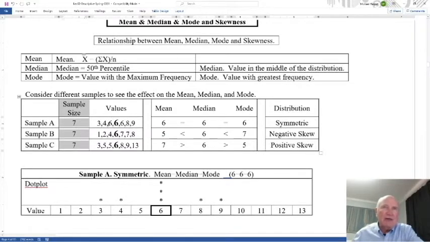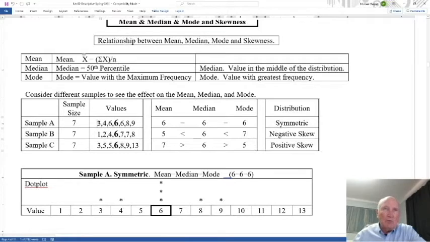Okay, let's look at the values. 3, 4, 6, 6, 6, 8, 9. Well, first of all, the mean is going to be 6. If I add these, I'm going to do the calculations, but the mean is 6. What's the median? There's 3 here, there's 3 here. The middle value is 6. 6 is the median.